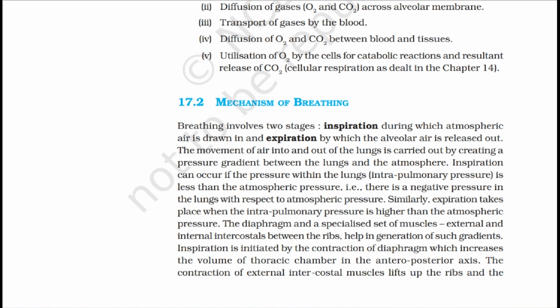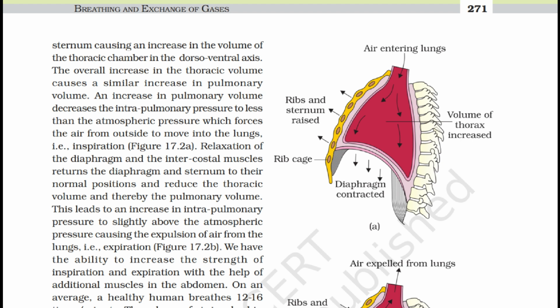The diaphragm and a specialized set of muscles, external and internal intercostals between the ribs, help in generation of such gradients. Inspiration is initiated by the contraction of diaphragm, which increases the volume of thoracic chamber in the anteroposterior axis. The contraction of external intercostal muscles lifts up the ribs and the sternum, causing an increase in the volume of the thoracic chamber in the dorsoventral axis. The overall increase in the thoracic volume causes a similar increase in pulmonary volume.